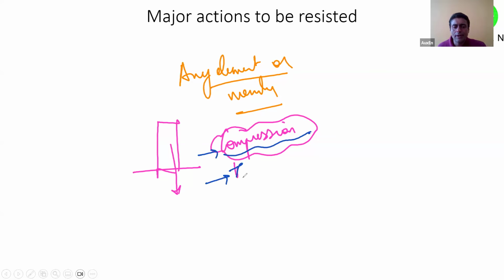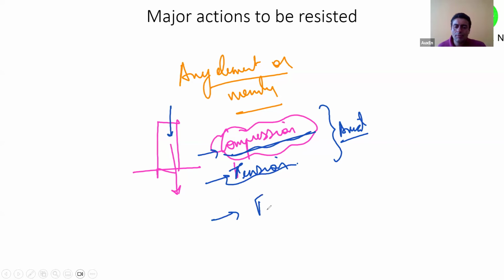Another action that may be there in the member or element can be tension. Both of them, we will call them axial actions. Why axial? Because they are acting along the longitudinal axis of the member. So compression induces contraction in your fibers along the length. Tension induces elongation in your fibers along the length. Both of them will be called axial actions.